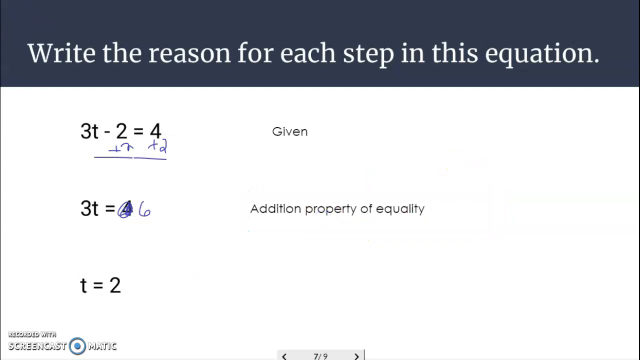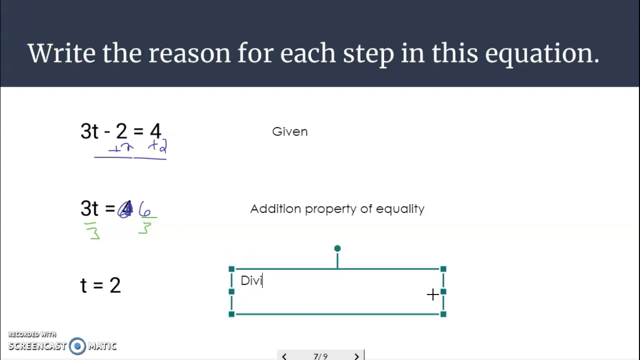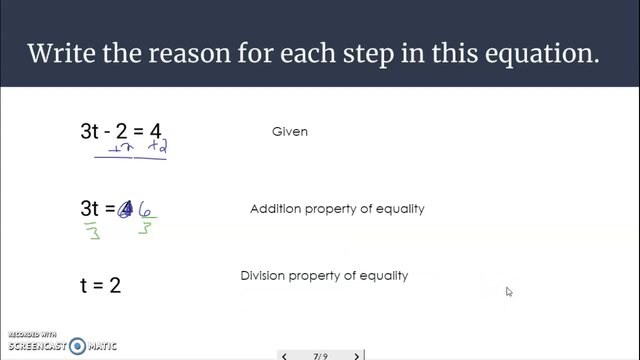Next step, divide both sides by 3. We get 6 divided by 3 is 2, for our answer of 2. Why did that happen? The division property of equality. If you divide both sides of an equation by the same thing, it keeps the equation equal. Therefore, those are the properties of equality. It applies to any of the operations: addition, subtraction, multiplication, or division.